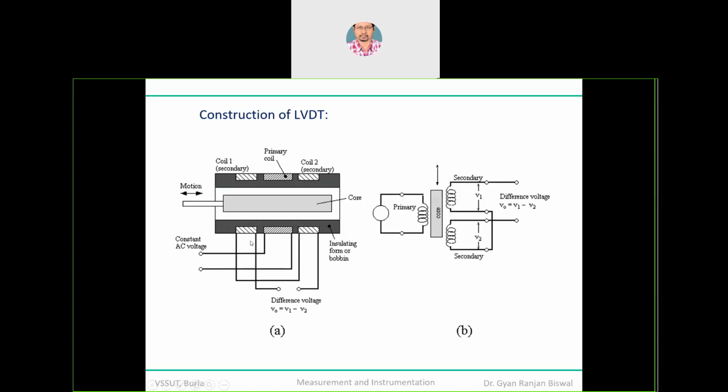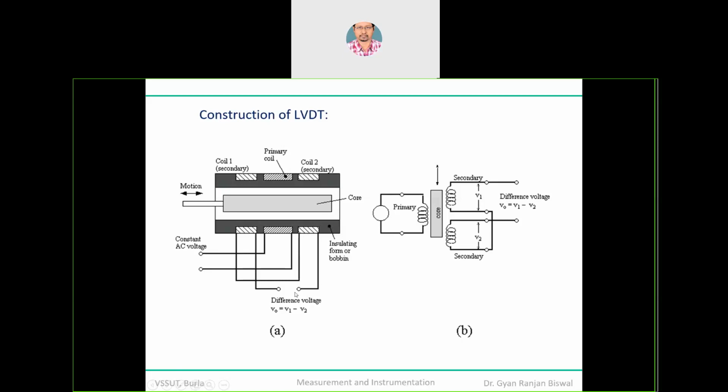Now how are you measuring the output? You see that one phase is connected out of phase. That means both the coils are connected with each other out of phase, and then one winding output you are taking over here and one winding output you are taking over here.